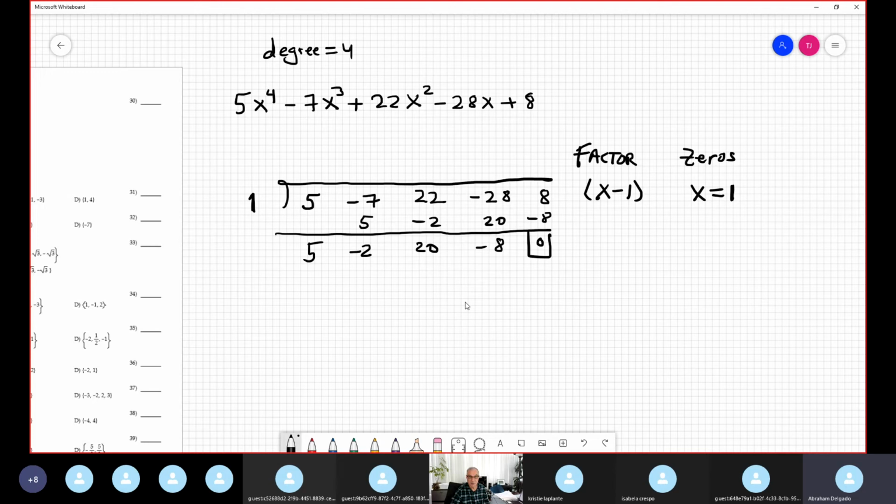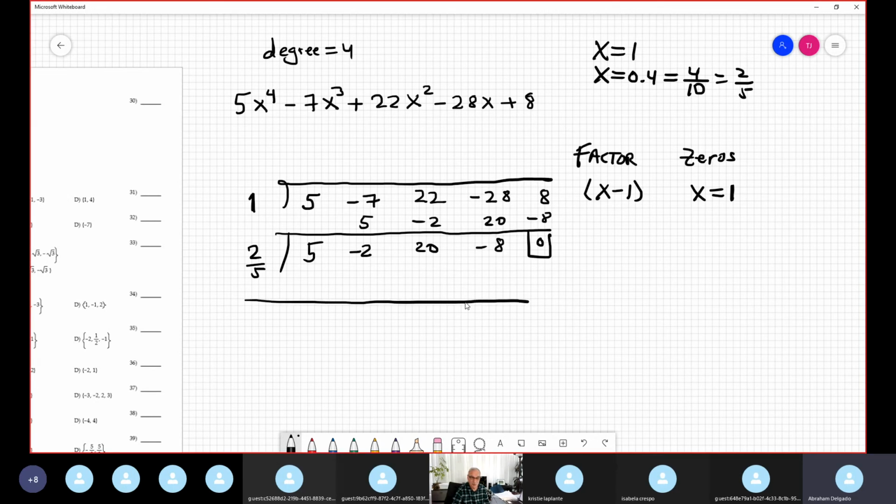Okay, by the way, this number is the same number as the zero, just opposite in the factor. The other one is 2/5. Okay, 0.4. I saw in decimal x = 1 and x = 0.4. 0.4 is 4 over 10, and when you reduce it, 2/5. You say, Professor, I never saw synthetic division using fractions. Well, okay. You see it the first time now.